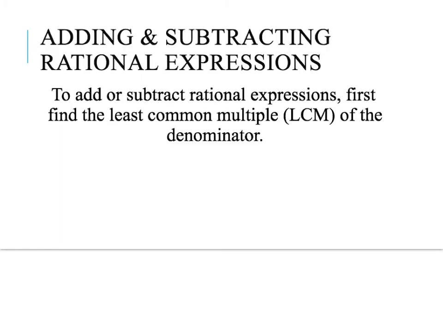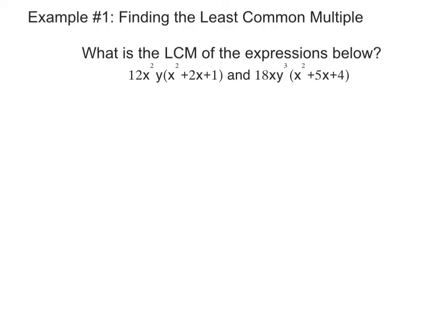So, adding and subtracting rational expressions: to add or subtract them, we first need to find the least common multiple of the denominators. Okay, so let's do that. To find the least common multiple of the expressions, we first need to factor everything down as far as it can go.